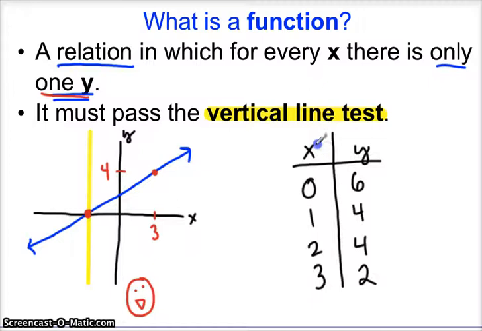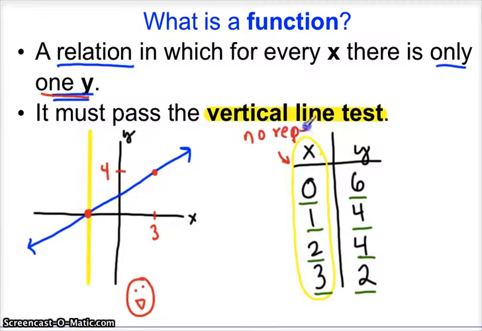If I look just in my x column, I notice that for every x, there's only one y value. 0 only goes to 6. 1 only goes to 4. 2 only goes to 4. 3 only goes to 2. There's only one y for each of these x's. The nice, easy way to notice whether or not something's a function is if you look in the column of x's, there are no repeated values.